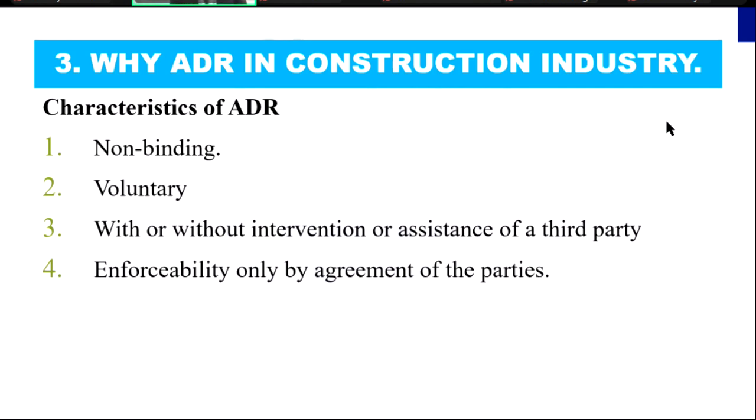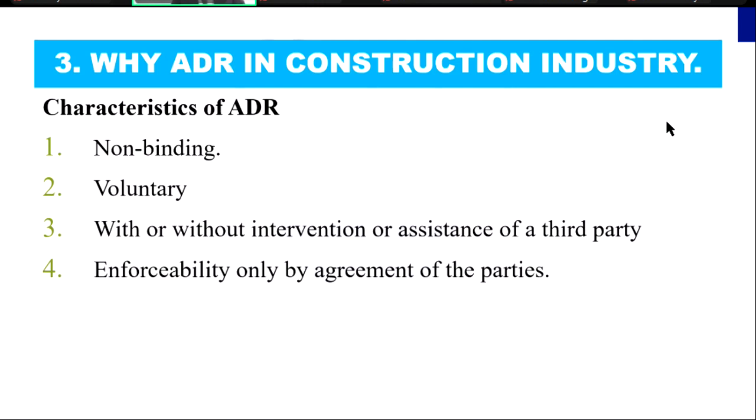ADR, they can either be with an intervention of a third party or without intervention or assistance of a third party. In a context like negotiation just the two parties, the contracting party just sit, talk, discuss, and agree. When we move to mediation, then you call in a third party or somebody to assist you. I'll explain a bit of it later in my presentation. And now when it goes down to arbitration, then definitely you have to have a new role called an arbitrator to come in and arbitrate your dispute.